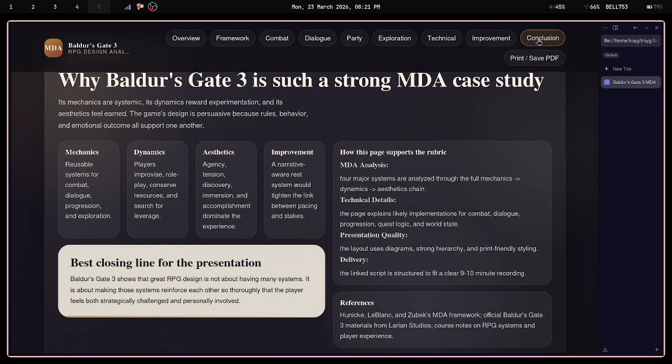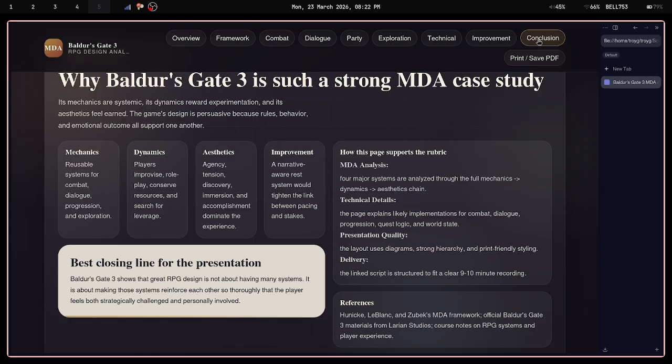In conclusion, Baldur's Gate 3 is a strong example of the MDA framework because its design is deeply systematic. Its mechanics, such as combat rules, dialogue checks, progression systems, and exploration tools, create dynamics of experimentation, role-playing, and strategic planning. Those dynamics then produce aesthetics like agency, tension, discovery, immersion, and accomplishment.